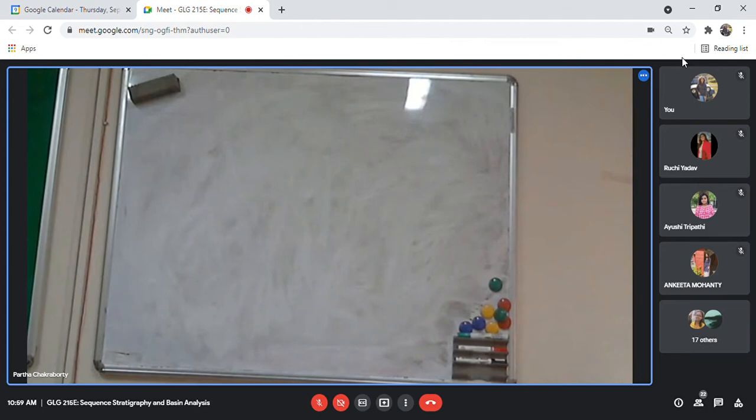Full stop. So this is actually the TST. It is bound at the base by MRS or RS and topped by the MFS. It is actually made by a retrogradational or deepening upward subsection. And in a sandstone shale alternate sequence, you will see that the shale to sandstone ratio will be increasing upward.